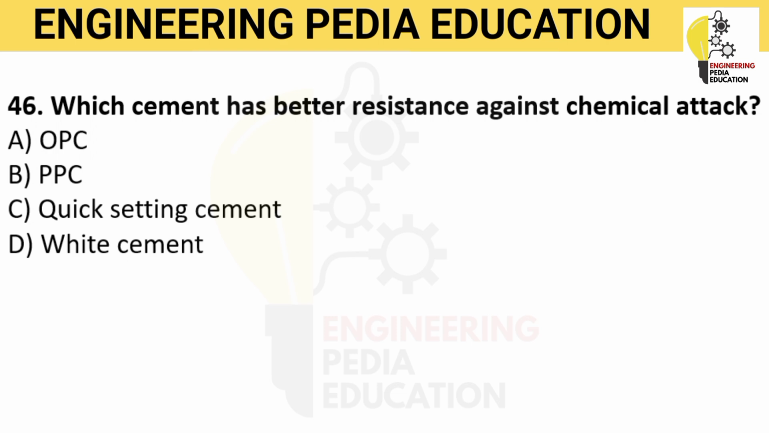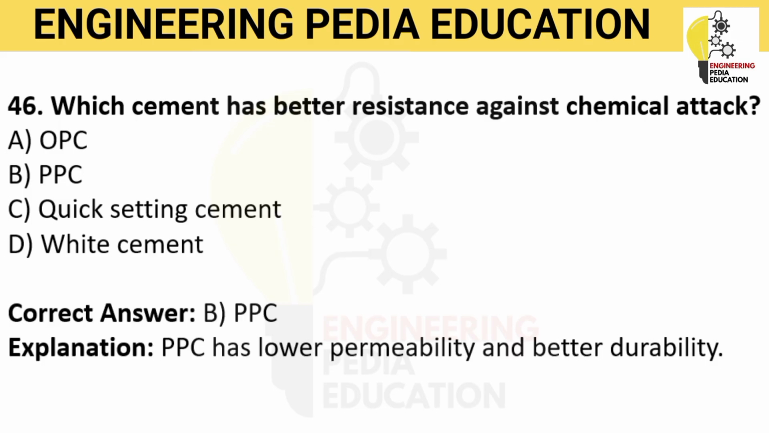Which cement has better resistance against chemical attack? So the correct options are OPC, PPC, quick setting cement, white cement. PPC has lower permeability and better durability, so it has better resistance against chemical attack. Chemical attack on concrete means the deterioration or damage of concrete due to harmful chemical reaction with substances present in soil, water or atmosphere.